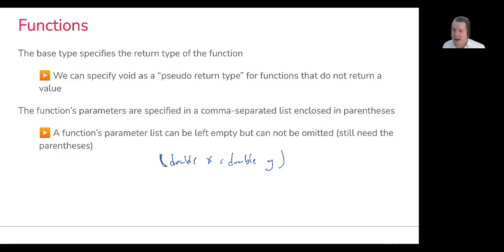As shown with the main function, a function's parameter list can be left empty, but it cannot be omitted. So you can't write something like int main, because what is that? This is going to be a declaration of an integer type named main. To signify that it is a function and not a declaration of, say, an object, you need that parameter list. So don't forget it.